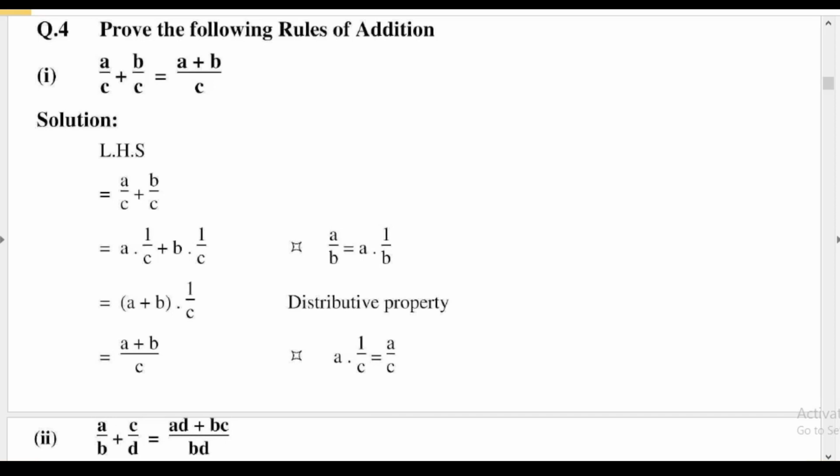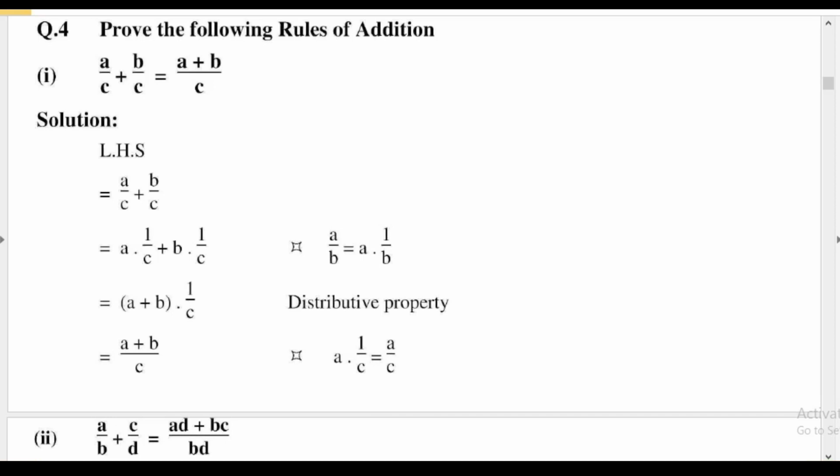In this lecture, I will solve exercise number 1.1, question number 4, that is most relevant from the paper's point of view. So let's start. Prove the following rules of addition. That is, first, A divided by C plus B divided by C is equal to A plus B divided by C.